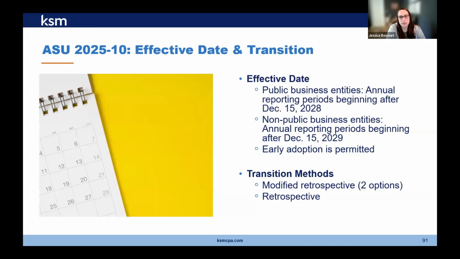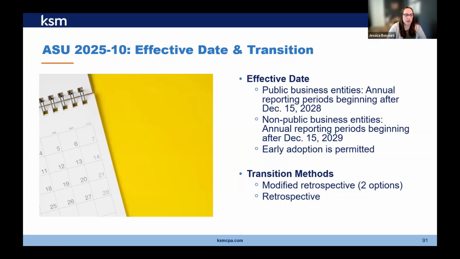The effective date for this, again, we're just going to look at those non-public business entities. This one's actually quite a ways out, with reporting periods beginning after December 15th, 2029. But early adoption is permitted, and I think in a lot of cases, people are taking this early adoption, particularly if they were already using an IAS 20 model that aligned with this.